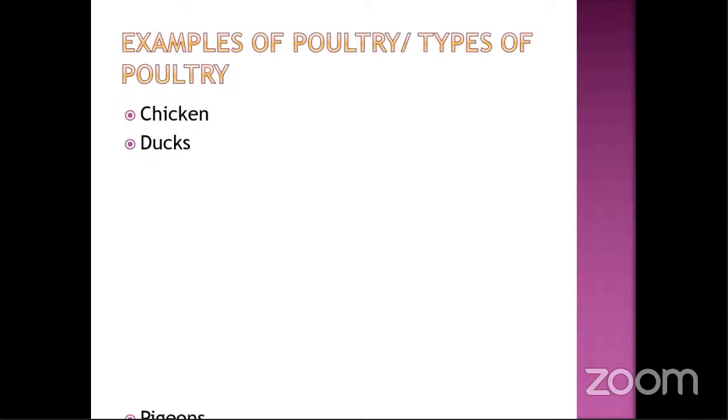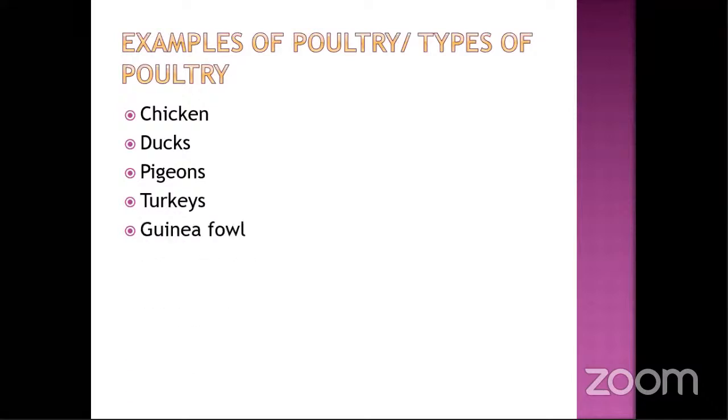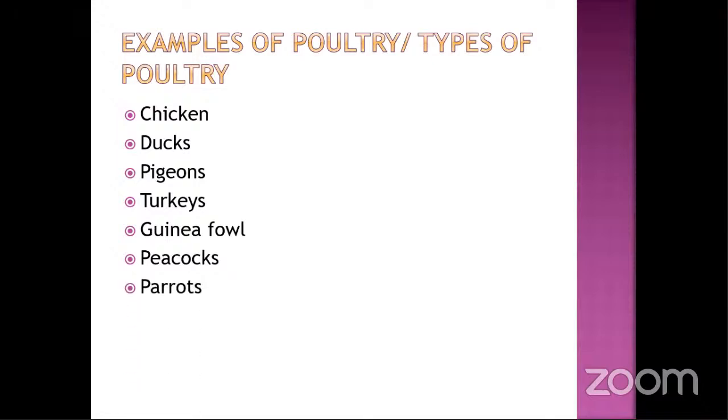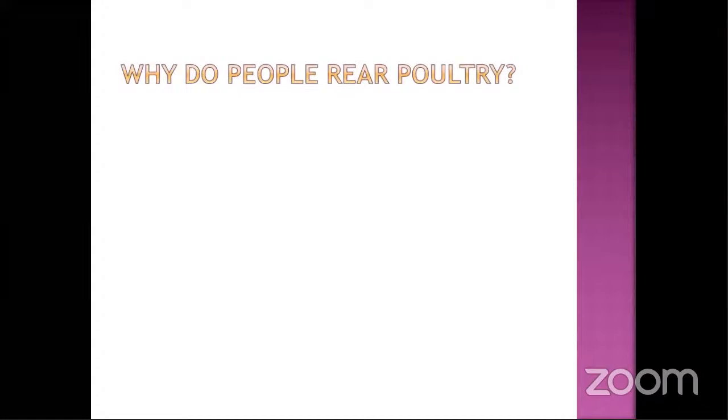Then we also went ahead and talked about examples of poultry or types of poultry, just as Lynette has told us. Then we talked about the chicken, the ducks, the pigeons, the turkeys, the guinea fowls, the peacocks, the parrots. We also talked about the reasons why people keep poultry. Why do people rear poultry? Rearing is the same as keeping.